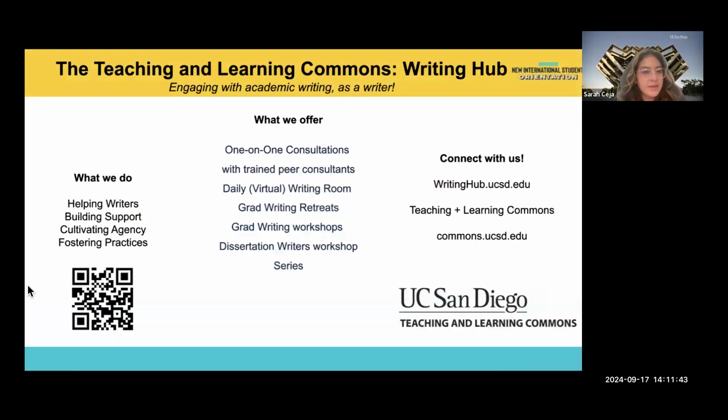Thank you, Sai. So I'm here to talk to you a little bit more about something that can help you as you engage with academic writing, as a writer and as a researcher especially. I'm from the Writing Hub, so some of the things that we do is we help writers, we help build networks of support around writing and that process, cultivate a sense of agency over your work, and foster sustainable and healthy writing practices as part of your overall research journey.